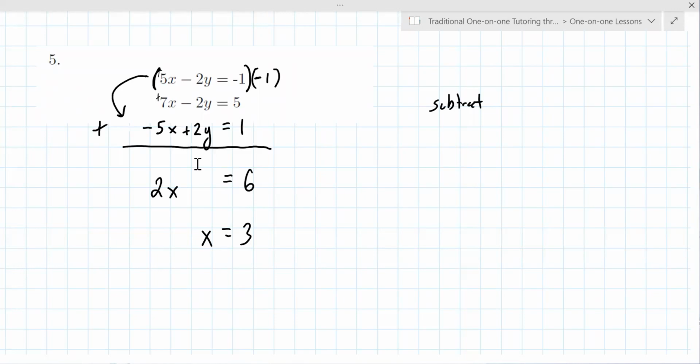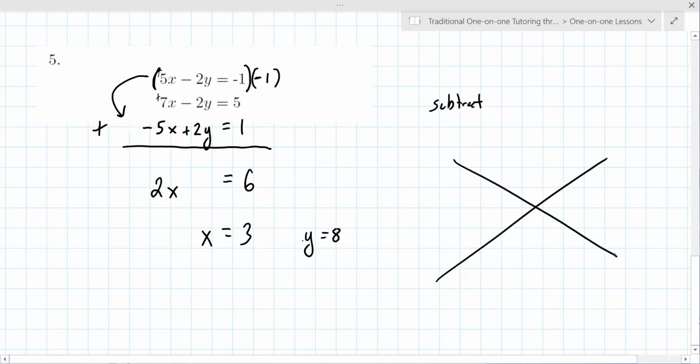Y equals 8. Okay, so y equals 8. I'll just check that in the second equation. 7 times 3 is 21, minus 16 is 5. Very good. Okay, so again, there's only one solution. Unless there's a situation where they're the same line, but there's only one solution.